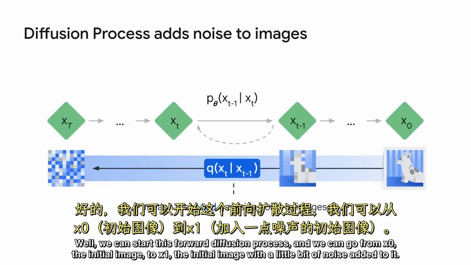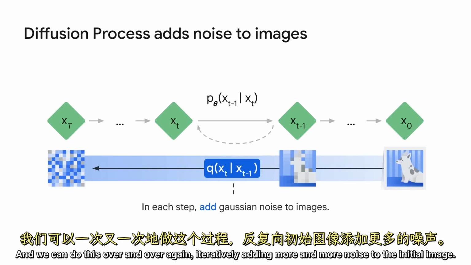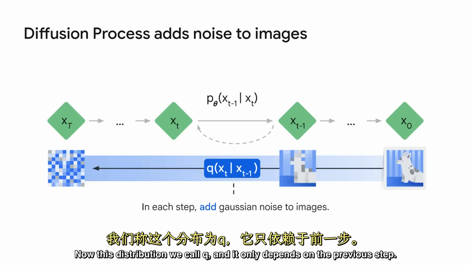Well, we can start this forward diffusion process, and we can go from x0, the initial image, to x1, the initial image with a little bit of noise added to it. And we can do this over and over again, iteratively adding more and more noise to the initial image. Now, this distribution we call Q, and it only depends on the previous step.